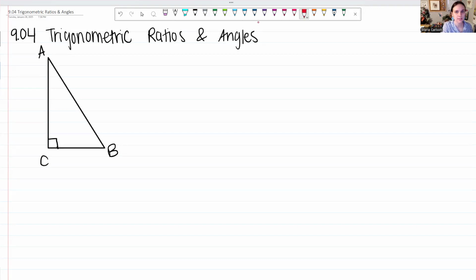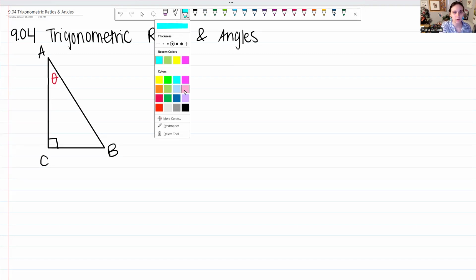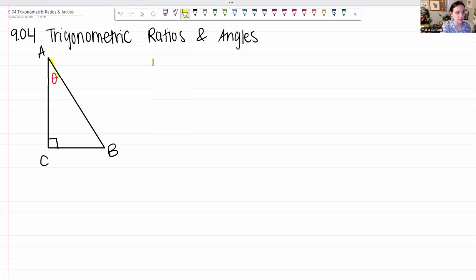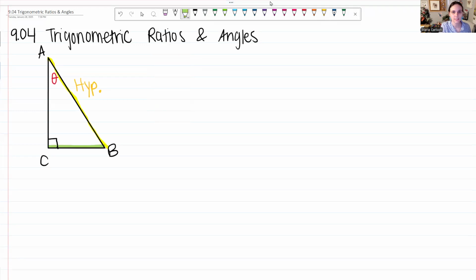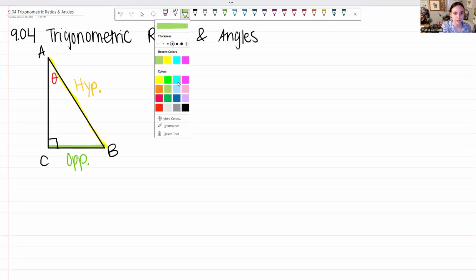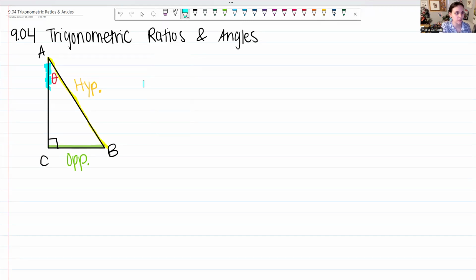Now I'm going to let this angle A up here be theta. Within this triangle, side AB, the long diagonal side, is the hypotenuse, or HYP. The side that is opposite that angle theta, CB here, is the opposite side. And the side that is right next to that angle theta is the adjacent side.